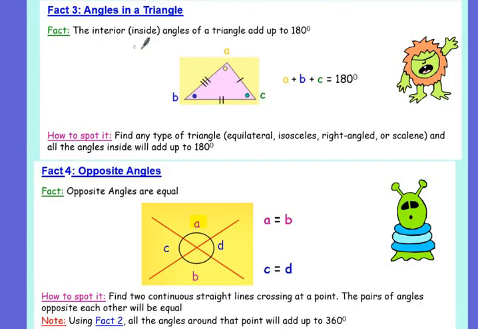The next one we looked at: the interior angles of a triangle add up to 180 degrees. And that's true of any type of triangle you come across. And the other fact we did was opposite angles. We said vertically opposite angles were equal. So A is equal to B in this case and C is equal to D. Please check you understand all of those rules because we're going to need them.